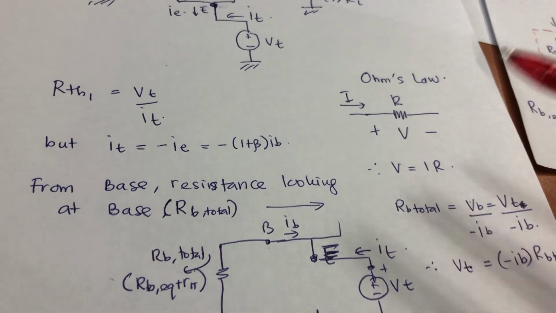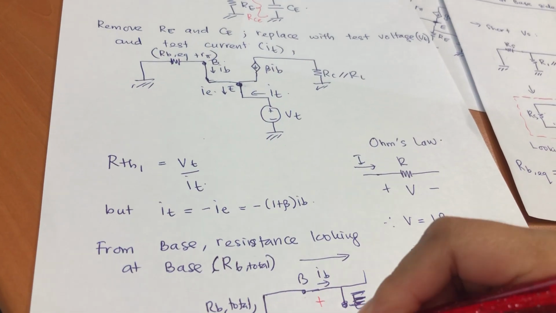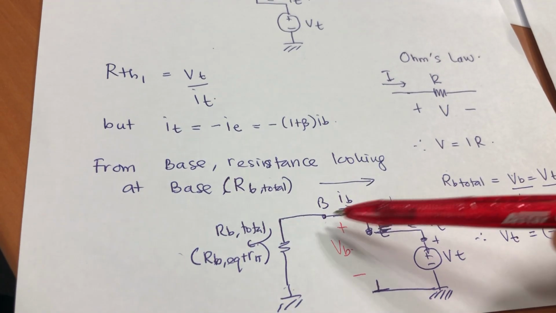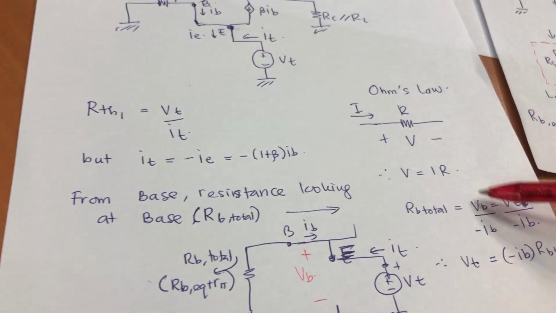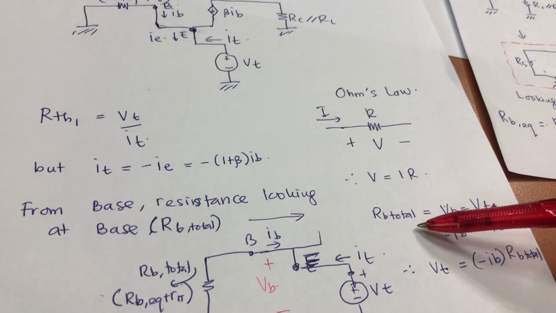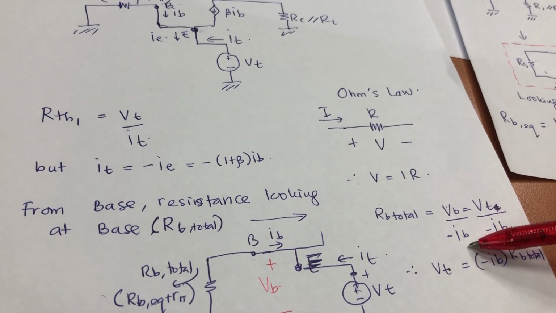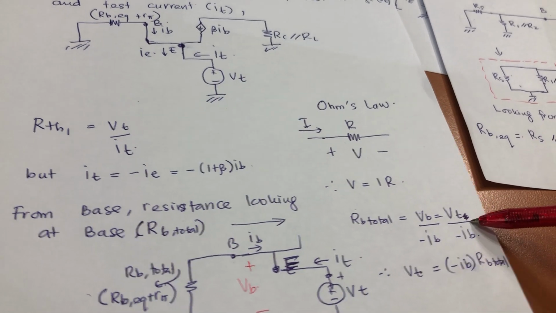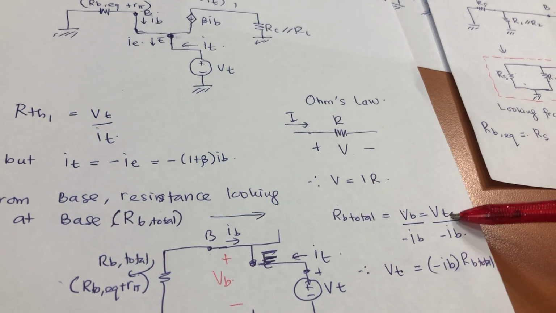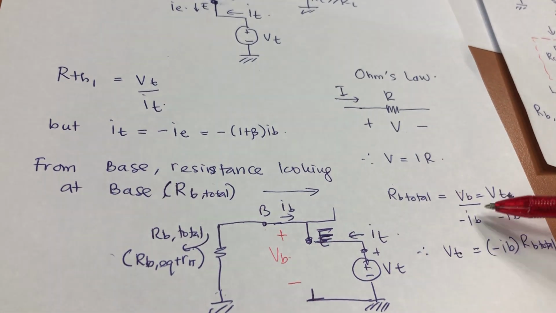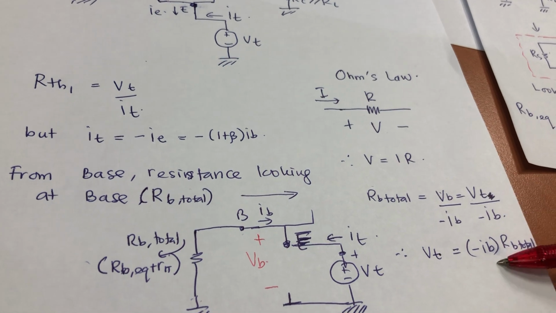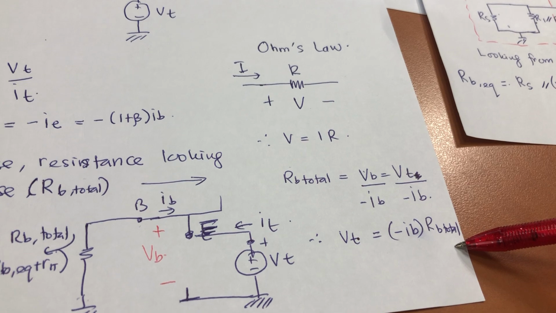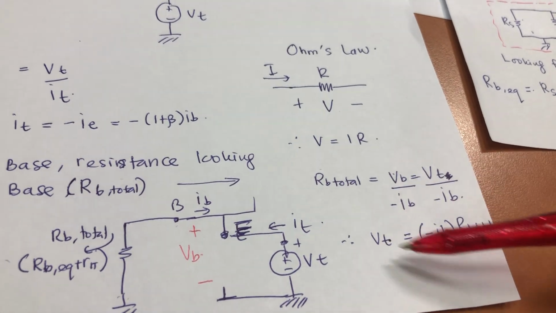Because if I name VB from here to the ground, the current must flow there, then we can equate. So RB total equals VB over minus IB, correct? And what is VB? VB is equal to VT. So we just equate because VB equals VT. So VT is equal to minus IB times RB total. Can you see that? Why do I do this?